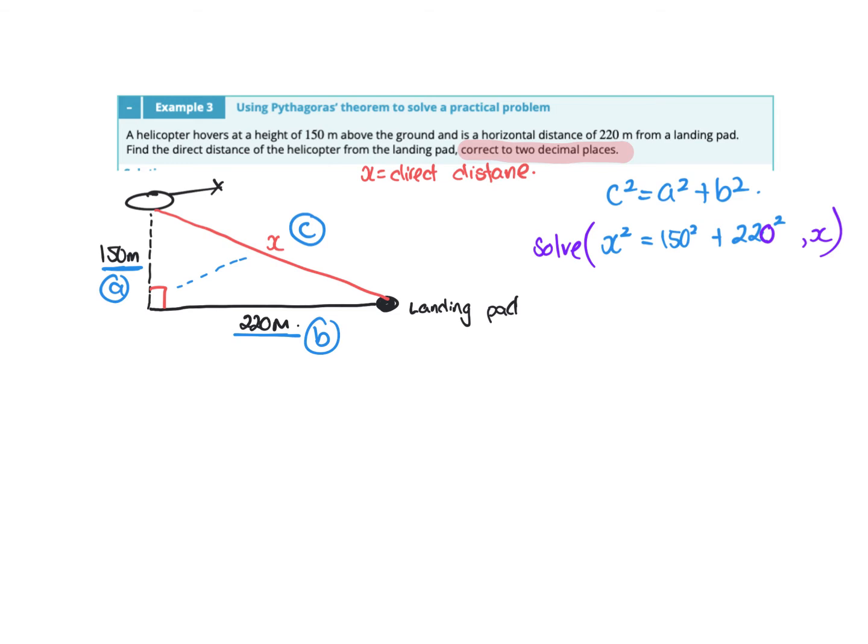So when I'm writing, I found x to equal 266.27. So how far is it? It is 266.27 meters from the landing pad.